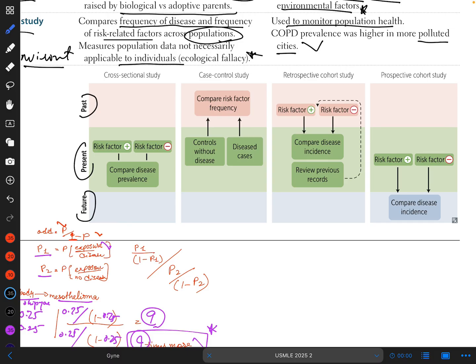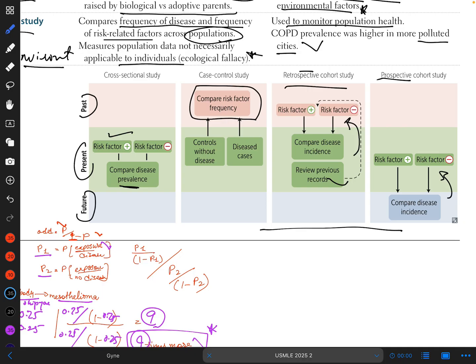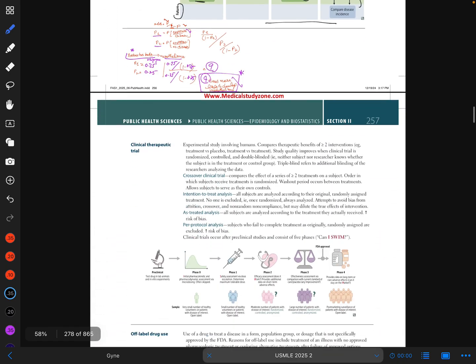If we go through this table, there are 3 blocks respective to time. If you focus on the past, we do a case control study, and also in a retrospective study, we review the previous records of past exposure to risk factors. In the present, we do a cross-sectional study in which we compare disease prevalence. In prospective cohort studies, we check the effect of risk factors in the present and compare the disease's incidence. The cohort study can be prospective or retrospective, but the risk factor has to be present before the disease development.